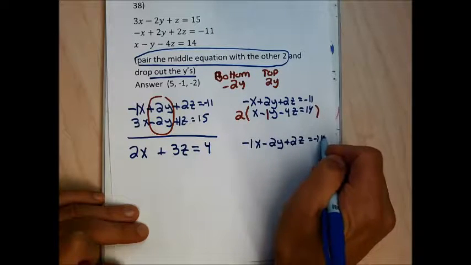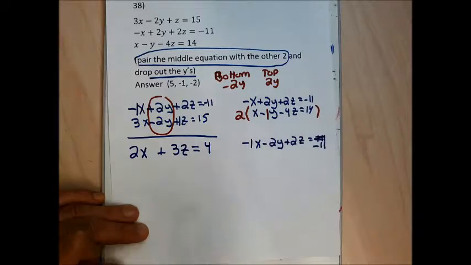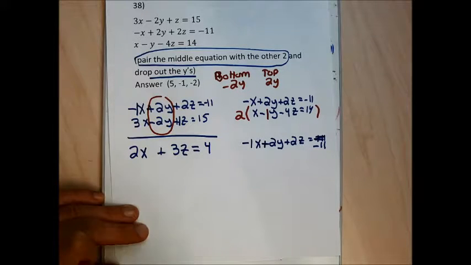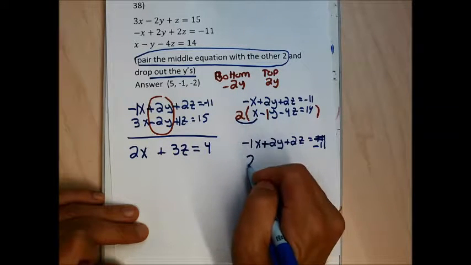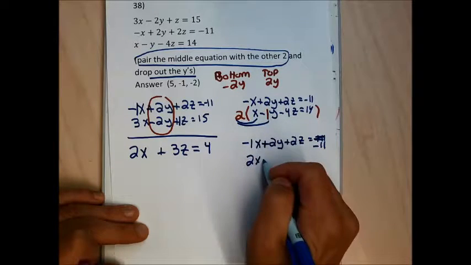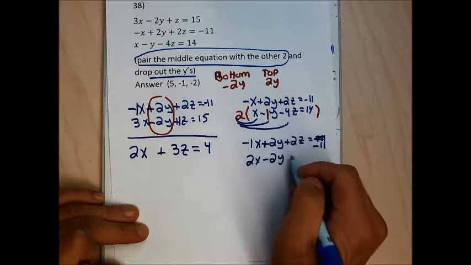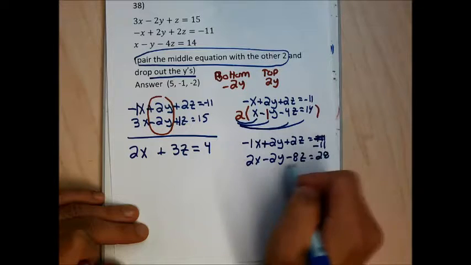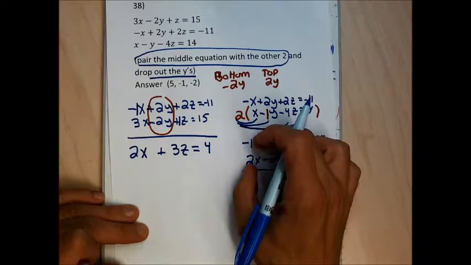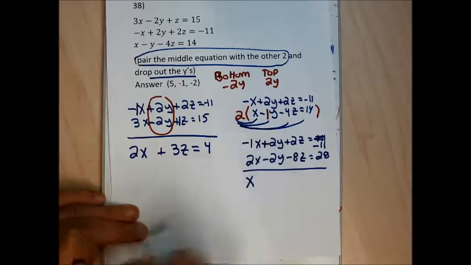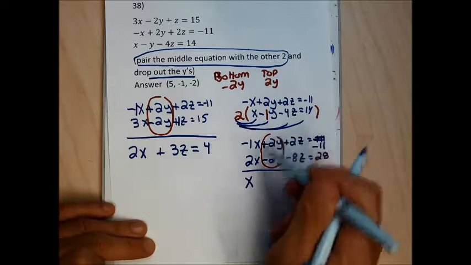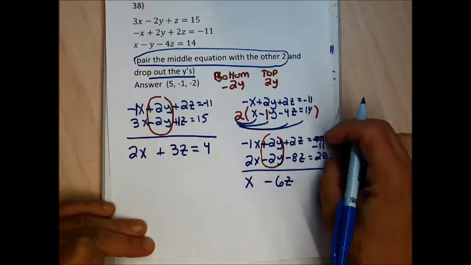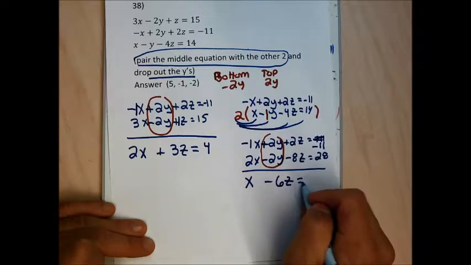So the top equation stays: negative x plus 2y plus 2z equals minus 11. Now for the bottom, I'm going to go 2 times x and get 2x, 2 times minus 1y and get minus 2y, 2 times minus 4z and get minus 8z, 2 times 14 and get 28. Combine these together: negative 1x plus 2x is positive 1x. The 2y's are opposite, so they cancel. The z's have opposite signs, so I subtract and get a minus 6z. The numbers have opposite signs, so I subtract and get a positive 17.